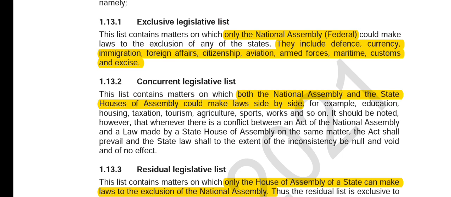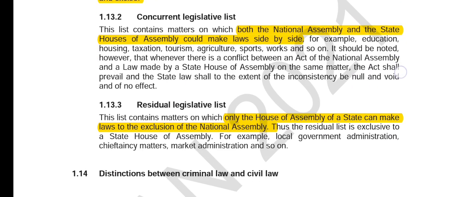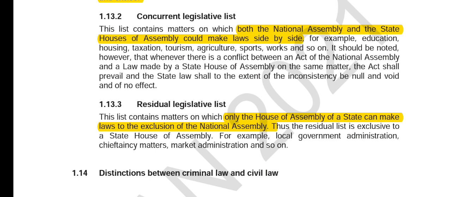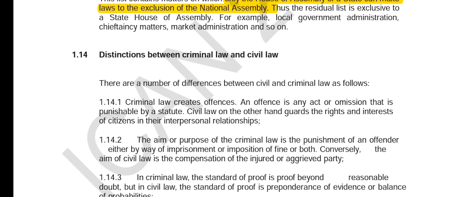Concurrent lists are matters on which the National Assembly and the State House of Assembly can jointly make laws side by side. That is the concurrent list, where we have education, housing, taxation, and the rest of it. While the residual list is just for the House of Assembly of a state, and this has to do with chieftaincy matters, market administration, and so on.